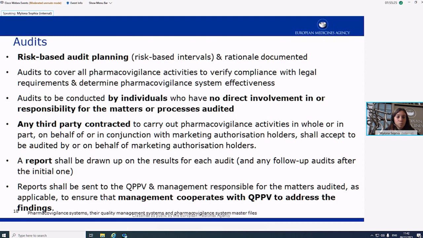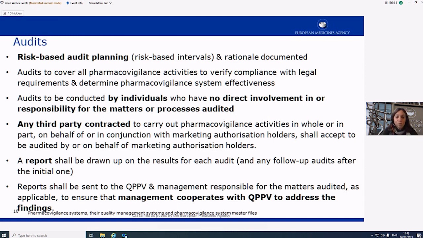And there should be risk-based audit planning. And you should make a plan. And this is, as I said before, including also third parties. And the rationale for this plan and suggestion for audits should be documented. And you should cover all the pharmacovigilance activities. And the other important point is that you should consider that the individuals that conduct the audits have no direct involvement in or responsibility for the activities they audit. So we shouldn't audit ourselves.